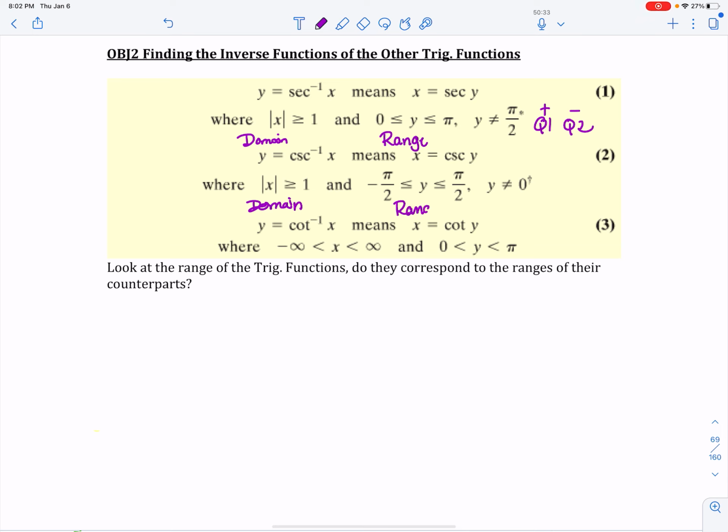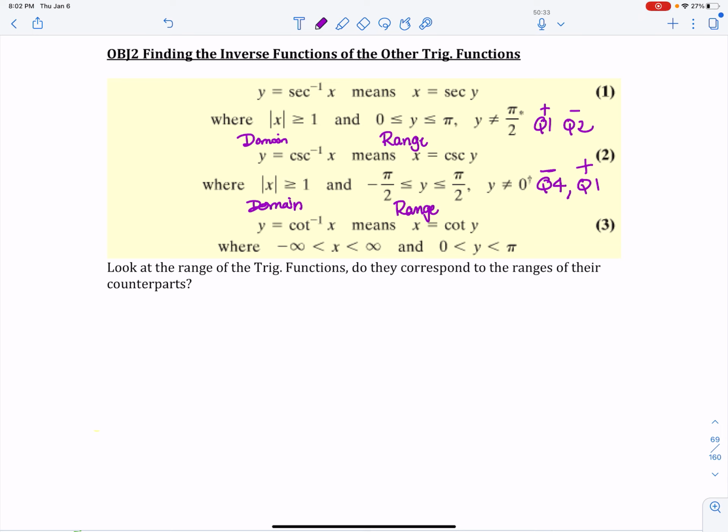And the range is from negative pi over 2 to pi over 2, with the exclusion of where y equals 0. This is going to give me quadrant 4 and quadrant 1. So if you're looking for an angle with inverse cosecant, if it's negative, it's going to go in quadrant 4. If it's positive, it's going to go into quadrant 1.